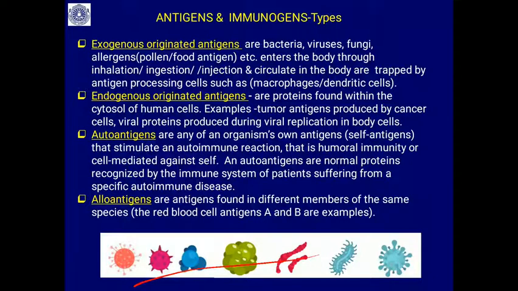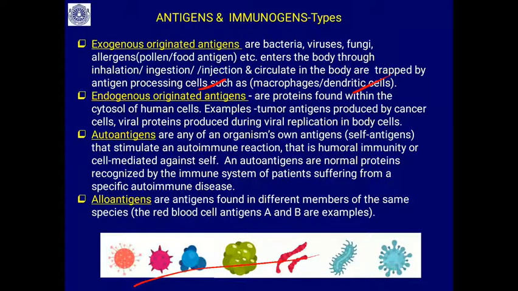They circulate in the body and are trapped by antigen-presenting cells. As we have previously seen, macrophages process and degrade these antigens and present them on the cell surface. Even the dendritic cells, which we studied in the previous video, process these antigenic molecules and present them on the cell surface, where they will be recognized by the T cells.